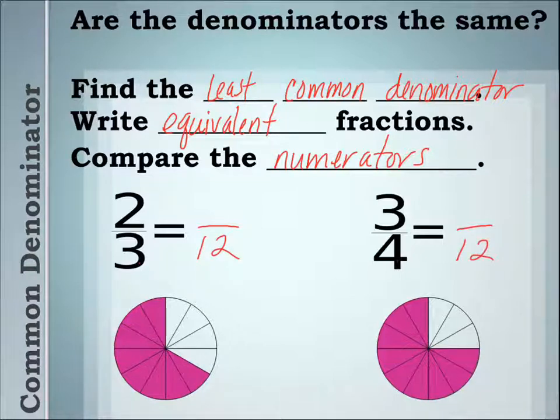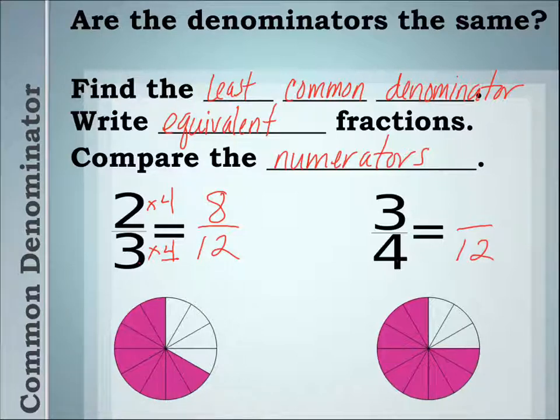So what I'm going to do is write an equivalent fraction for each of these that has 12 as the denominator. So first let's think about 2/3. If I'm going to multiply 3 times something to get 12, I've got to figure out what that number is. Well, that's going to be 4. 3 times 4 is 12. So whatever I do to the denominator of my fraction, I also have to do to the numerator. So this is going to also be times 4. 2 times 4 is 8. So 2/3 is the same as 8/12.